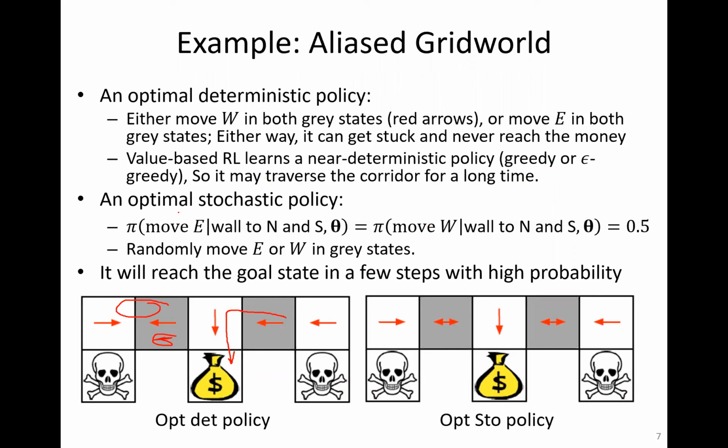But for an optimal stochastic policy, that is, at each of the gray states, you move to the east and move to the west with the same probability, once you have walls to the north and south, that's these two states, then this random move in the gray state will let the agent reach the goal state in a few steps with high probability. So this just shows that the optimal stochastic policy is much better than the optimal deterministic policy.